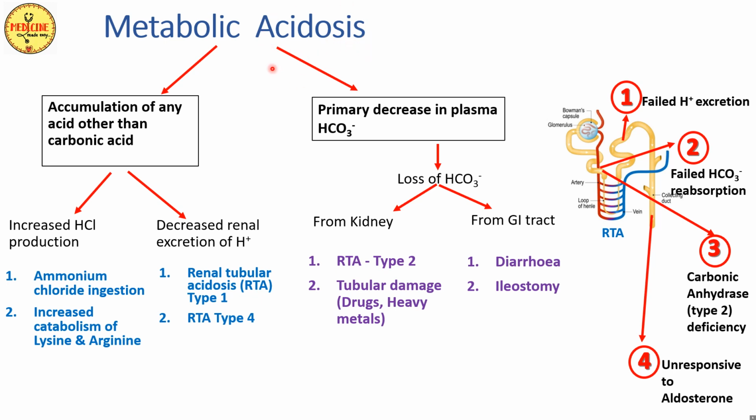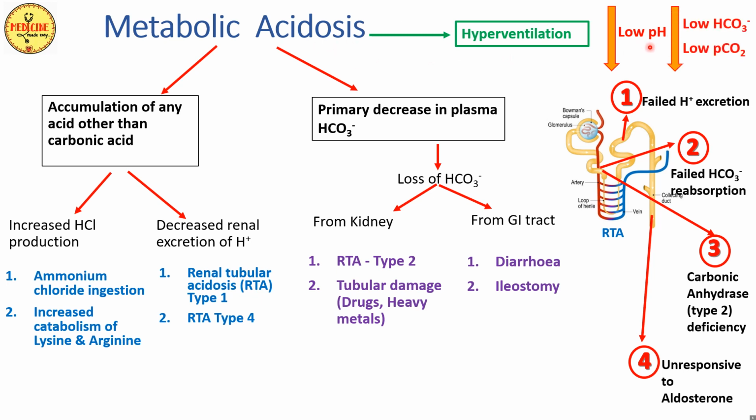So it needs to push our body towards a basic condition. For that, what will it do? It will try to expel the carbon dioxide from the body to reduce the formation of carbonic acid also. So what will it do? It will hyperventilate to reduce the carbon dioxide concentration to push our body towards a basic condition. So in summary, when you have metabolic acidosis, you will have a low pH and low bicarbonate and low PCO2 or the carbon dioxide concentration.